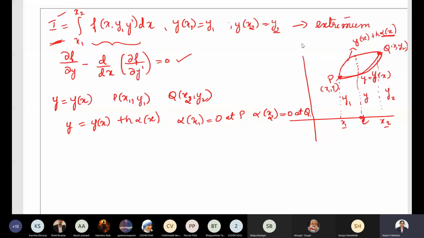On this curve, you might get some values for alpha x, but at the point P, the coordinate of x is x1, so at the point P, alpha x1 must be equal to 0. At point Q, alpha x2 must be equal to 0. Then only we will get y equal to y of x. I hope this is clear.